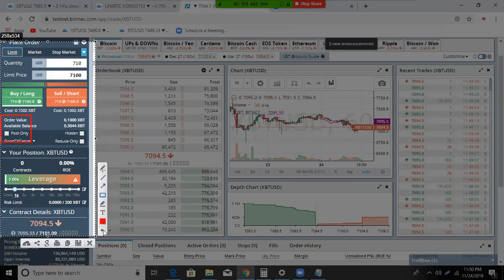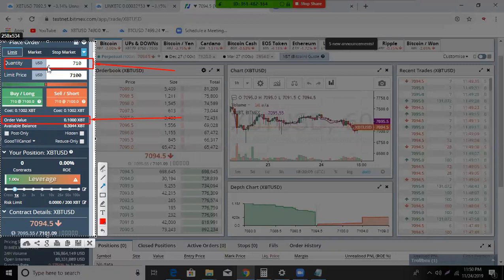The order value here. Here is my order value, right? It is 0.1 Bitcoin. So this is fixed and this quantity is fixed. These two things are the only thing that matters in a BitMEX trade: the quantity and the order value, because these are the same things.